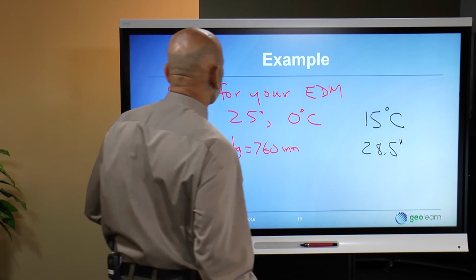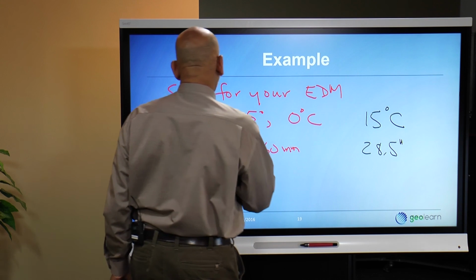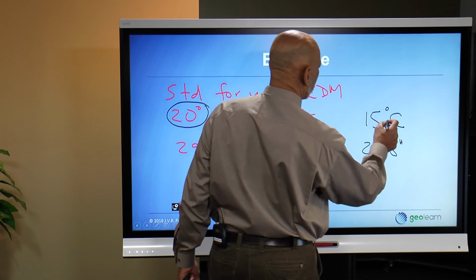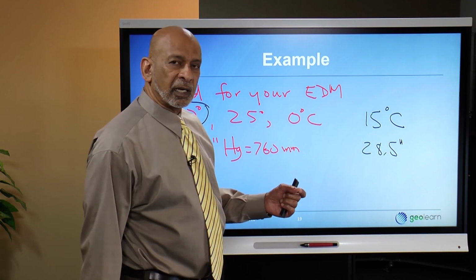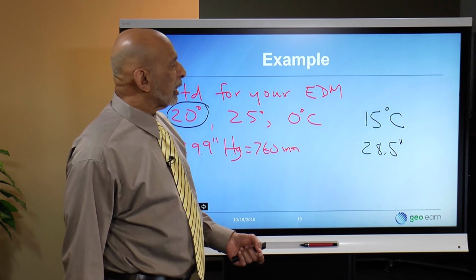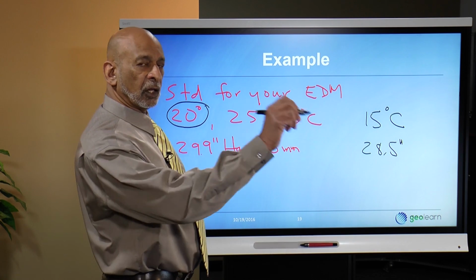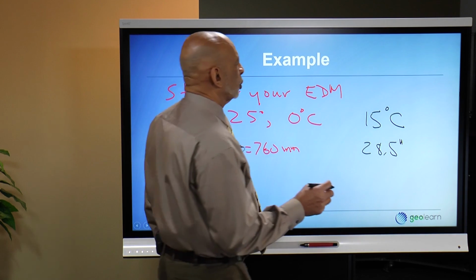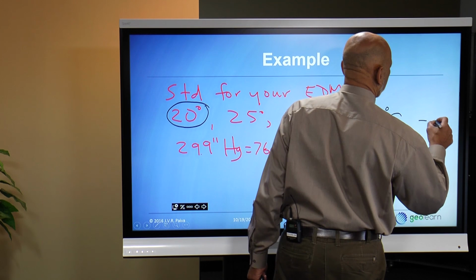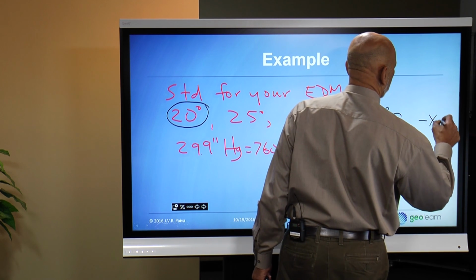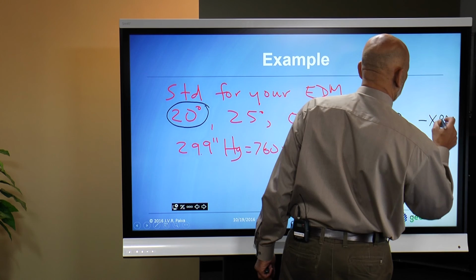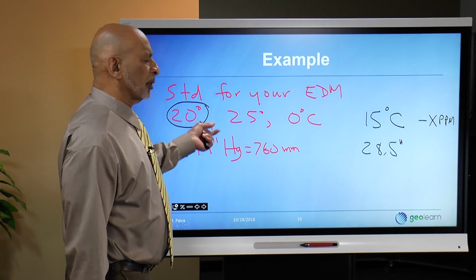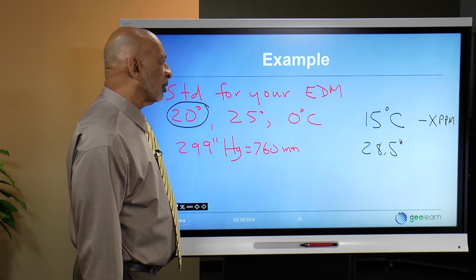So in this case, let's say that the instrument was actually calibrated, or the standard is 20. So if the standard is 20 and we are measuring at 15, do you see that the air is colder and therefore the light is taking longer than for the true distance? And so we would have a negative correction of x ppm. The actual number x would have to be determined from either some equations or a table. And sometimes, as I said, these equations are pre-programmed into your EDM.